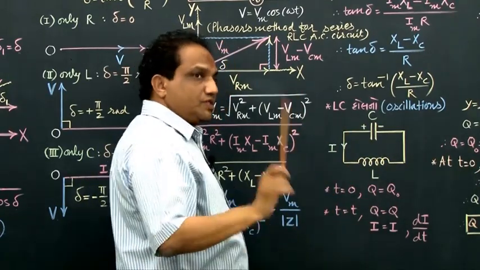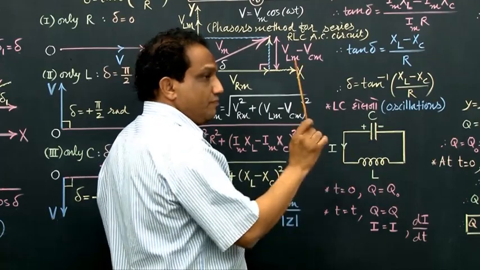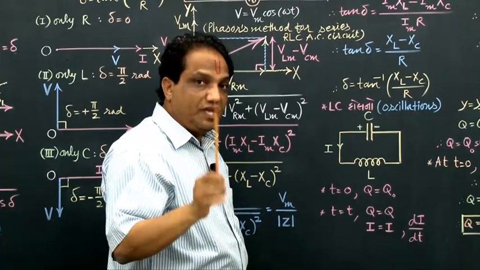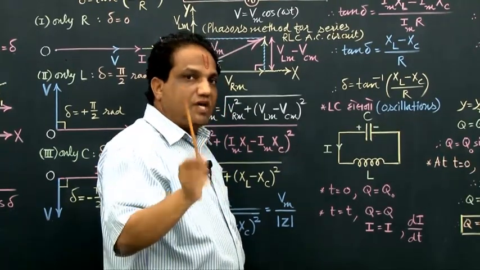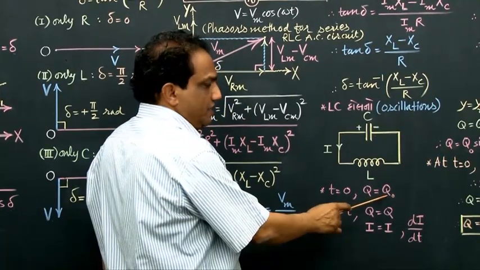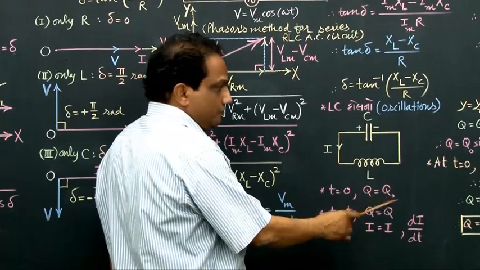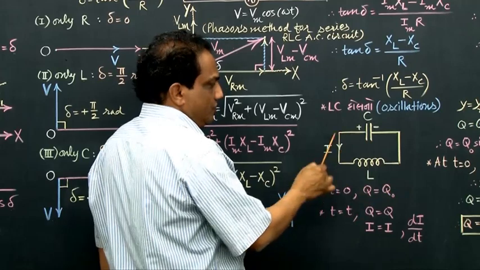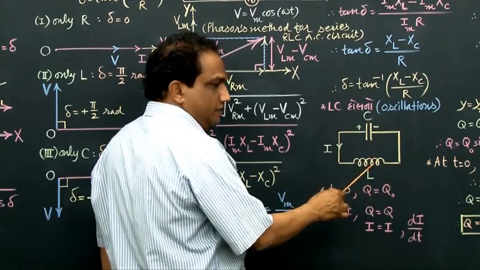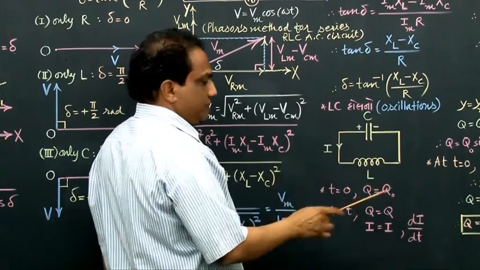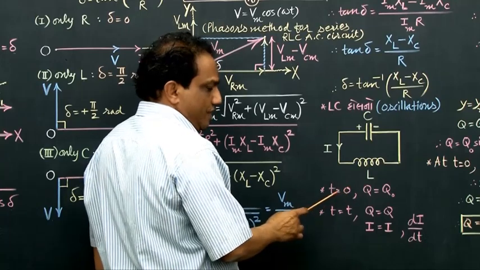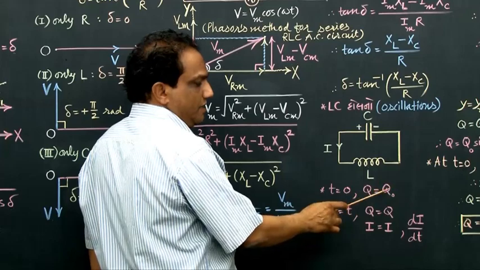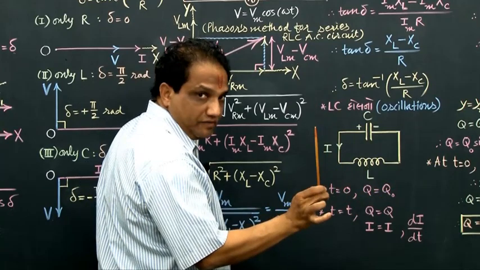But suppose this capacitor, before connecting with the inductor, was fully charged, and the charge on the capacitor we take initially as Q0. When the charge on the capacitor was Q0, at that time it was connected with this inductor, and that moment of connection is taken as t equal to 0. So at time t equal to 0, there is a maximum charge on the capacitor, let it be Q0.